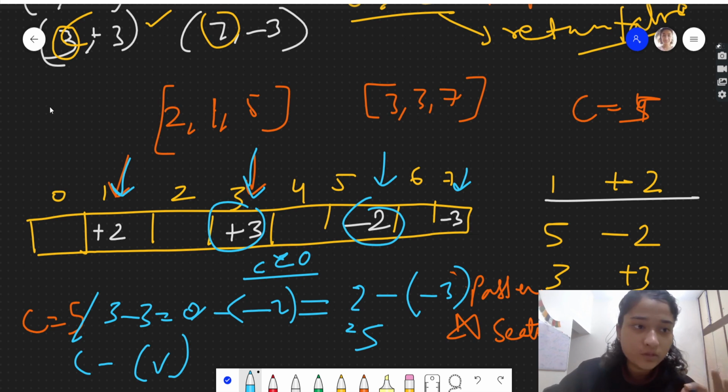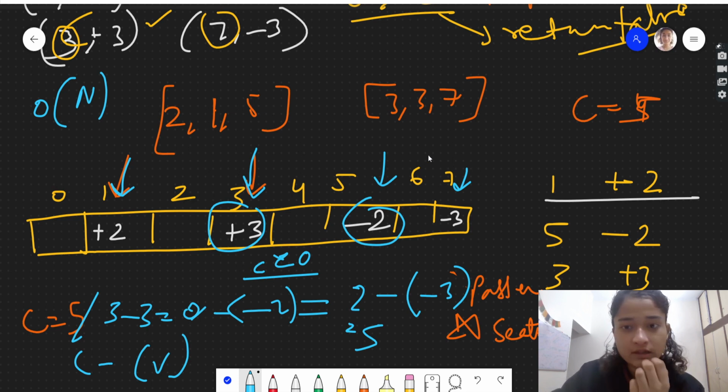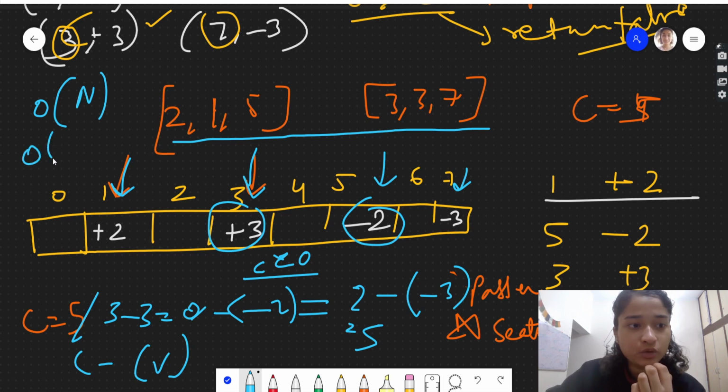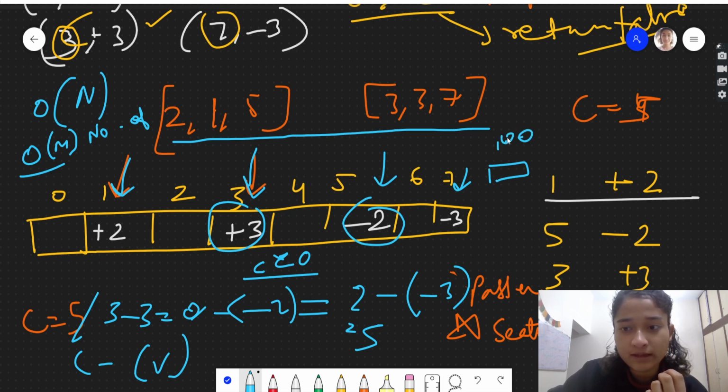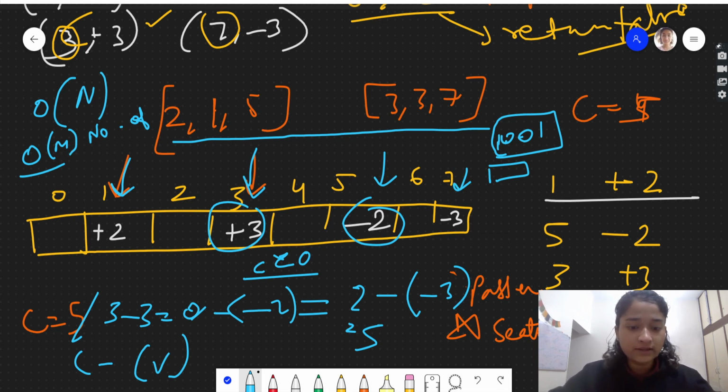In this approach, the time complexity will be O of n, where n is the number of trips which is given, and space will be O of m, where m is the total number of stops, the number of stops. So you can take this as a size of 1001 because the max kilometer could be 1000. So you can take this as a 1001 size array. So I hope you understood both the approaches.